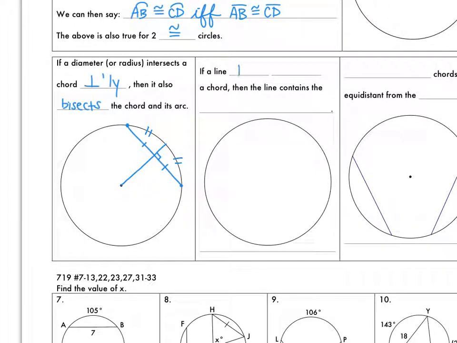If a line perpendicularly bisects a chord, then the line contains the diameter, radius, and center.